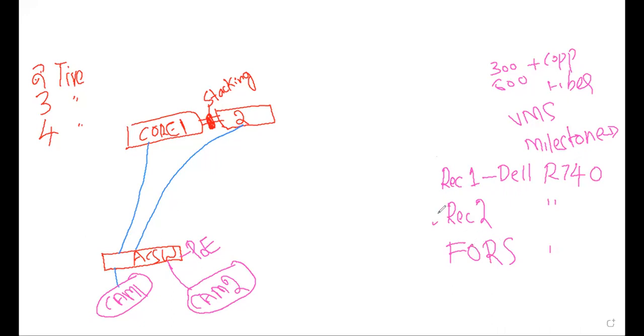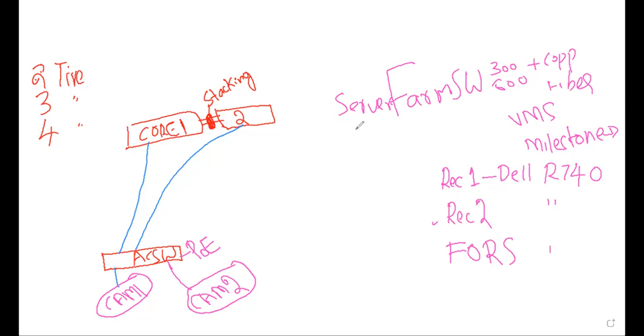Here, this recording server, I need to connect it to the network. My cameras are connected to the network through access switches. I cannot connect my Dell server to the core switch. Why not? That is not a good design. I need a separate switch architecture for connecting my servers. That is called server farm, FARM, farm switch.